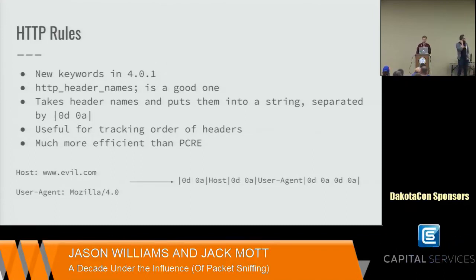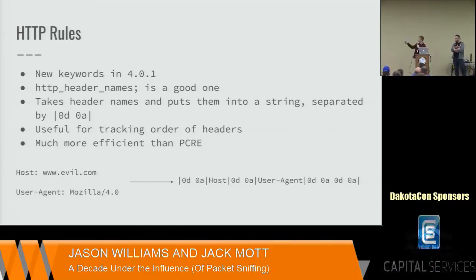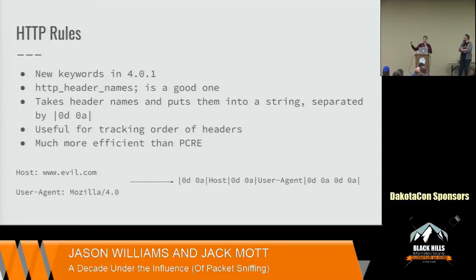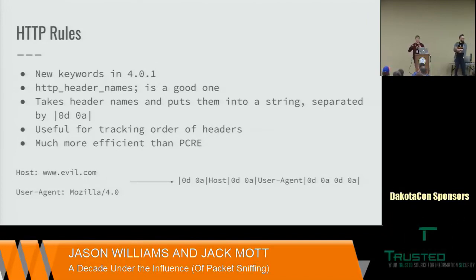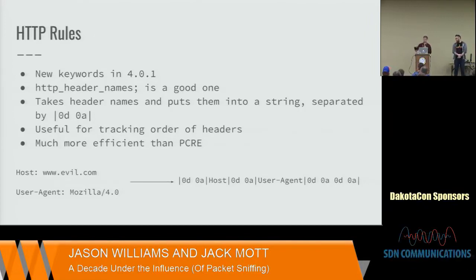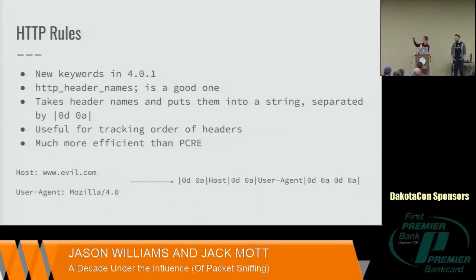One example of that is something called HTTP header names. What that does is it parses out all the header names and puts them into a string separated by hex 0D, hex 0A, so a carriage return and new line. It's really useful for tracking the order of headers as well as the presence of certain headers. Back in the day, we would have to write a regex to say, okay, at the beginning of the headers it's going to be the host header name and then user agent, and basically go from start to finish in that order. But it was a regex and it was really inefficient.